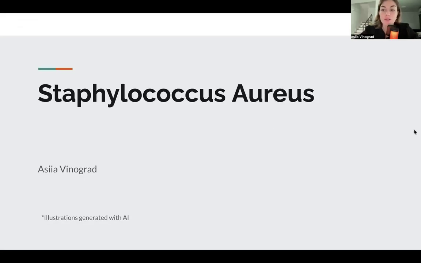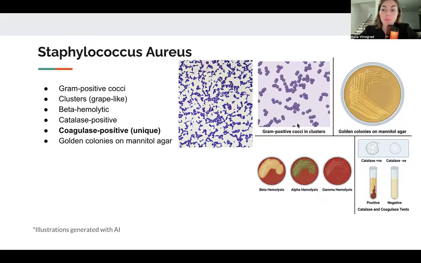Okay, let's talk about Staphylococcus aureus. Gram-positive, that means it stains purple on gram stain. It's a coccus, which means round shape, and it grows in clusters. Under the microscope, it looks like a bunch of grapes. On mannitol agar, the colonies are golden. That's actually where the name comes from. Aureus means gold in Latin.